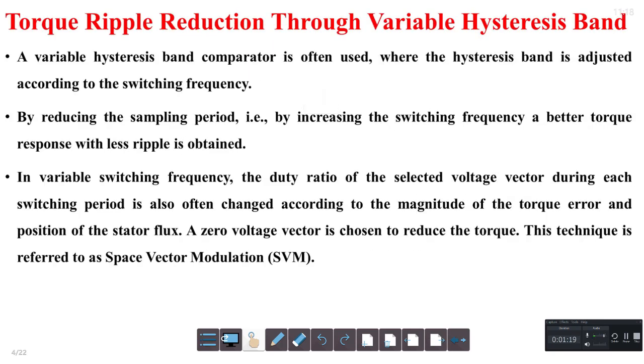Torque ripple reduction is done through the variable hysteresis band technique. In variable hysteresis band, a comparator is used where the hysteresis band is adjusted according to the switching frequency. That helps to some extent to reduce the torque and flux ripple. Another way, by reducing the sampling period, that is by increasing the switching frequency, a better torque response with less ripple is obtained. In variable switching frequency, the duty ratio of the selected voltage vector during each switching period is also changed according to the magnitude of the torque error and flux error, position of the flux error and position of the stator flux.